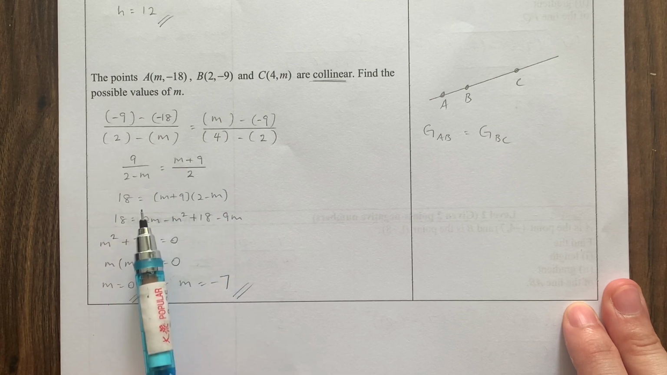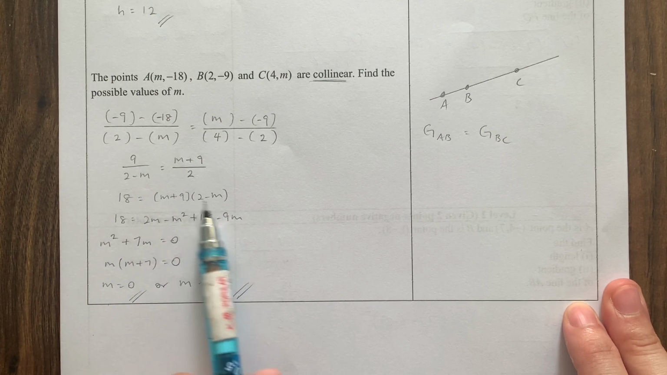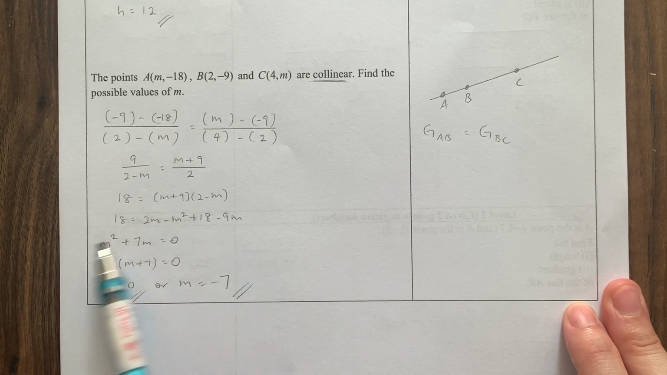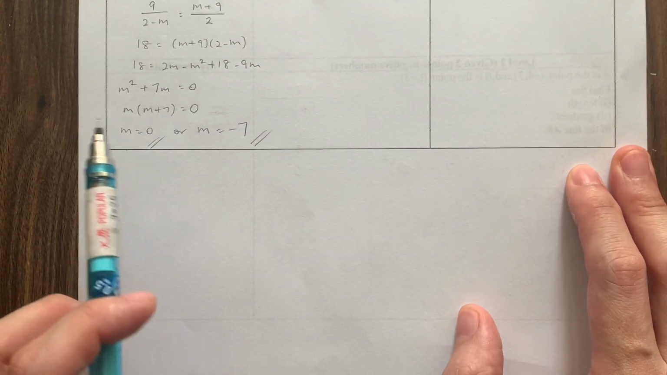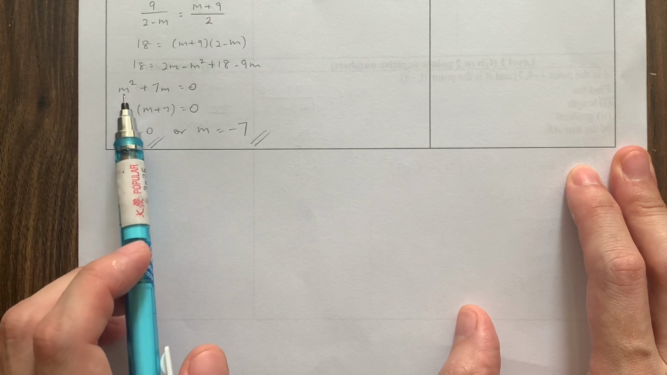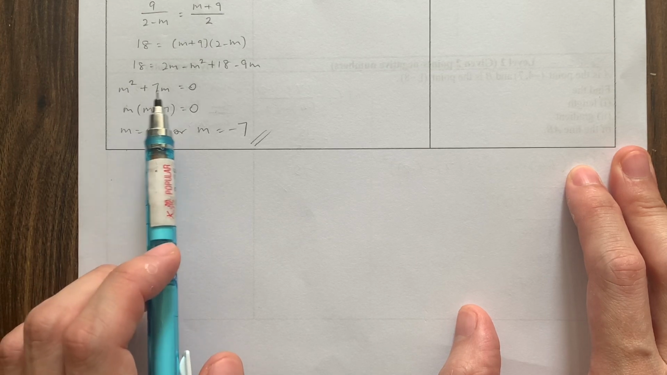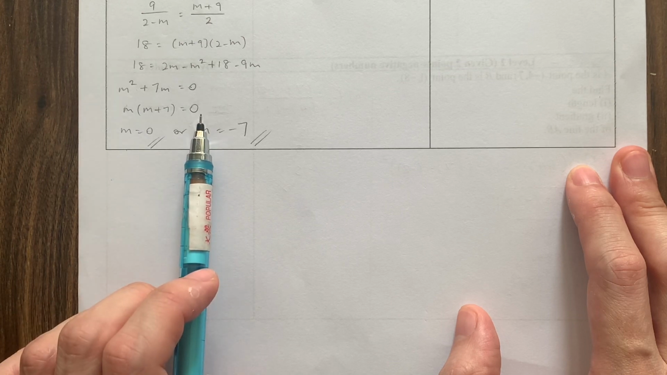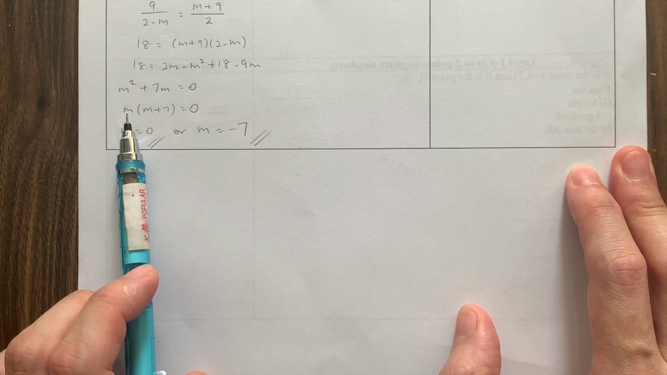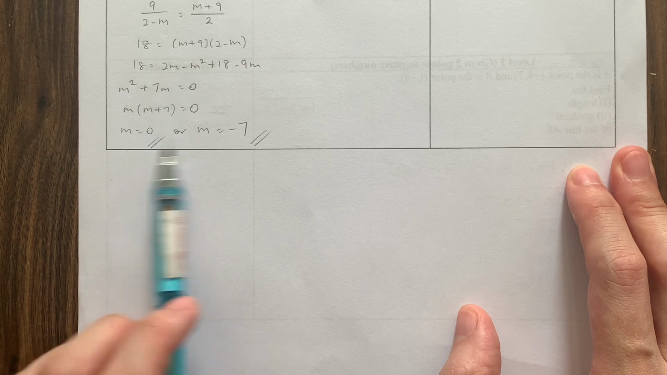I cross multiply to get this. I expand this bracket to get this. I shift everything to one side to get this. And that's where you need to learn how to solve, because I need to solve. So I need to factorize this into 2 brackets. So I take the m out. I got 2 brackets. So when 2 brackets times each other equals 0, this is equal to 0 or this is equal to 0. That's how I get the answer.